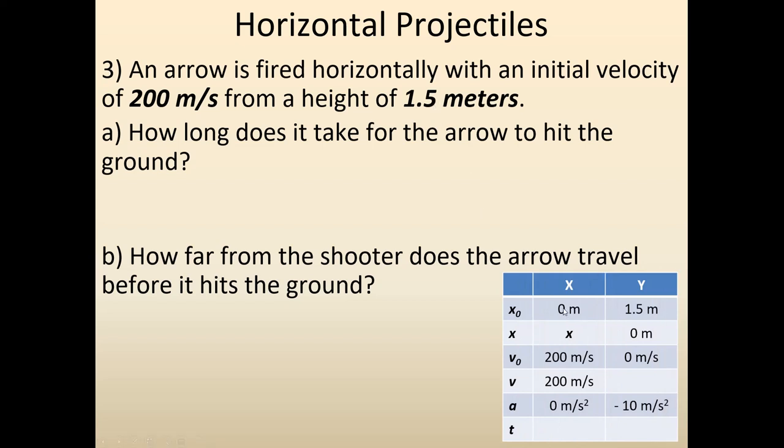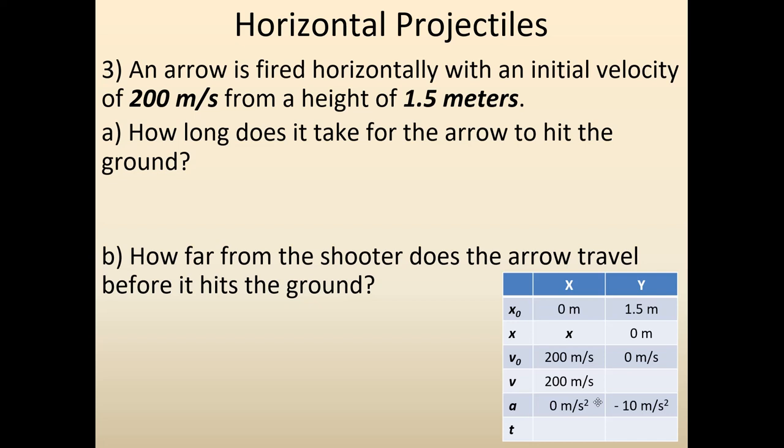Initially in the X, I'm starting at 0, and in the Y with some initial height of 1.5. I'm going to land some distance away from the cliff. I'm going to land on the ground, so Y is going to be 0. My initial and final velocity in the X are 200 because my acceleration is 0 and it's constant speed. And then in the Y direction, my initial velocity is 0 because it's shot only horizontally. There's no vertical aspect, and the acceleration is pulling it down at a rate of -10. So looking at this, they want to know how long it takes for the arrow to hit the ground.